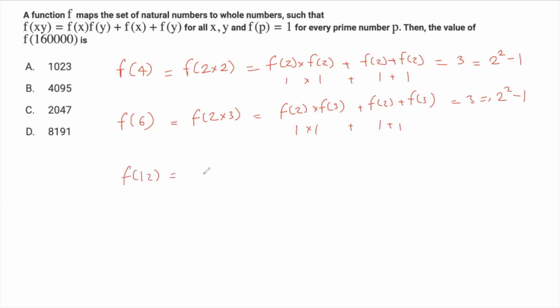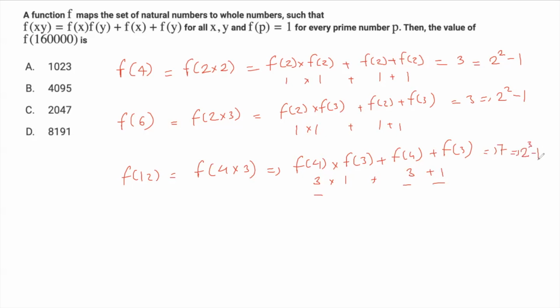Now, what if I ask you f of 12? f of 12 would be f of 4 into 3, which will be f of 4 into f of 3 plus f of 4 plus f of 3. f of 4 we already have found as 3, right? So this is 3 into 1 plus 3 plus 1. This is 3 plus 3 plus 1, 7. And 7 is nothing but 2 raised to 3 minus 1, right?